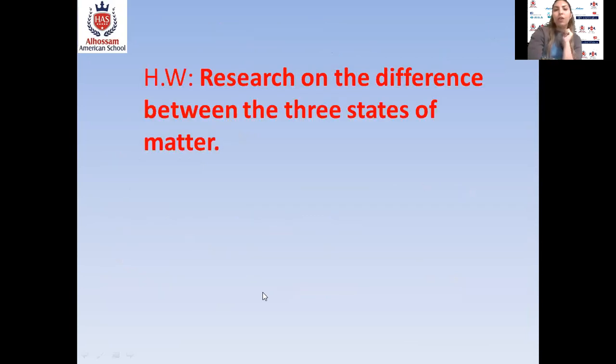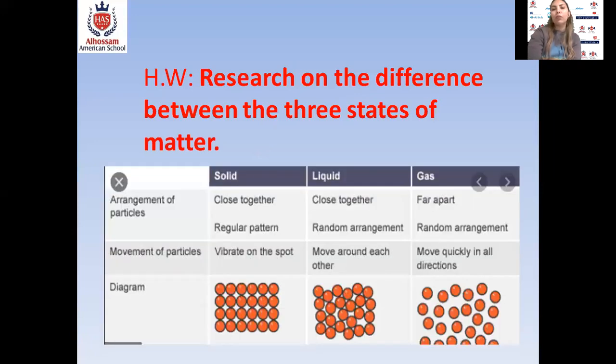Okay, so our homework: make research on the difference between the 3 states of matter. The same task, okay? Find the difference between the 3 states of matter. You can put pictures, you can make a table, chart, anything you want. As you like, it's open.